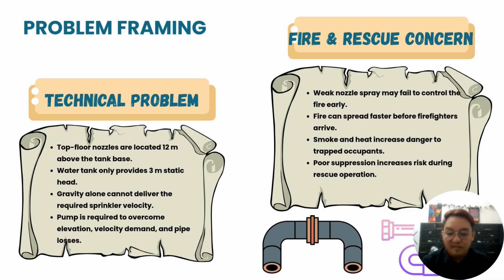The main problem in the system is not only about moving water through pipes. The main issue is whether the sprinkler can work properly during a real fire. On the technical side, the top floor nozzles are located 12 meters above the tank base, while the tank only provides 3 meters of static head. This means gravity alone is not enough to supply water to the top floor with the required velocity.